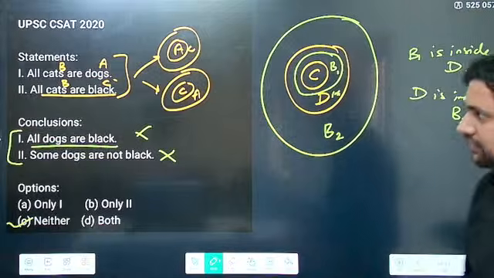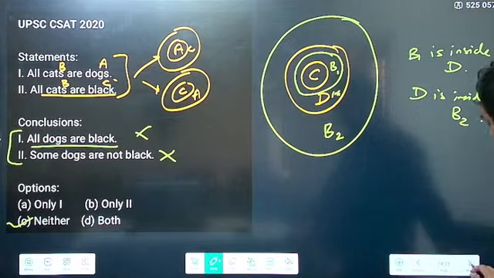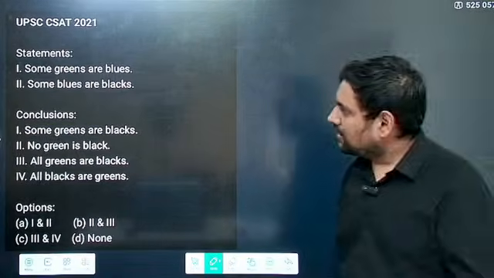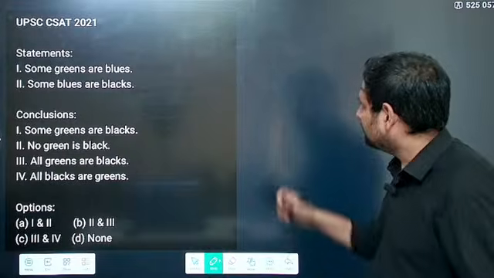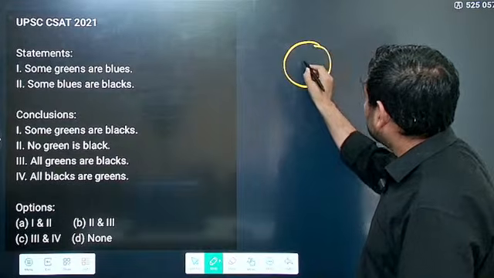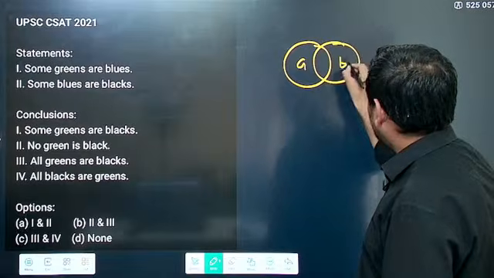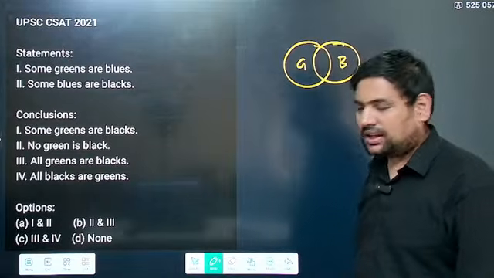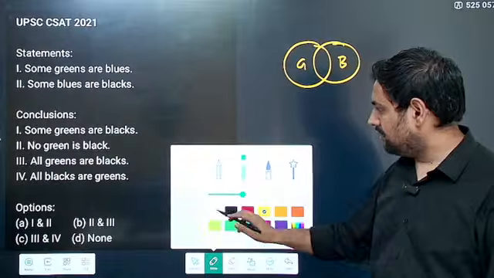Okay, then let's do one more. Some greens are blues. So some greens, so this is greens, are blues. Then some blues are blacks. Now let me draw blacks.